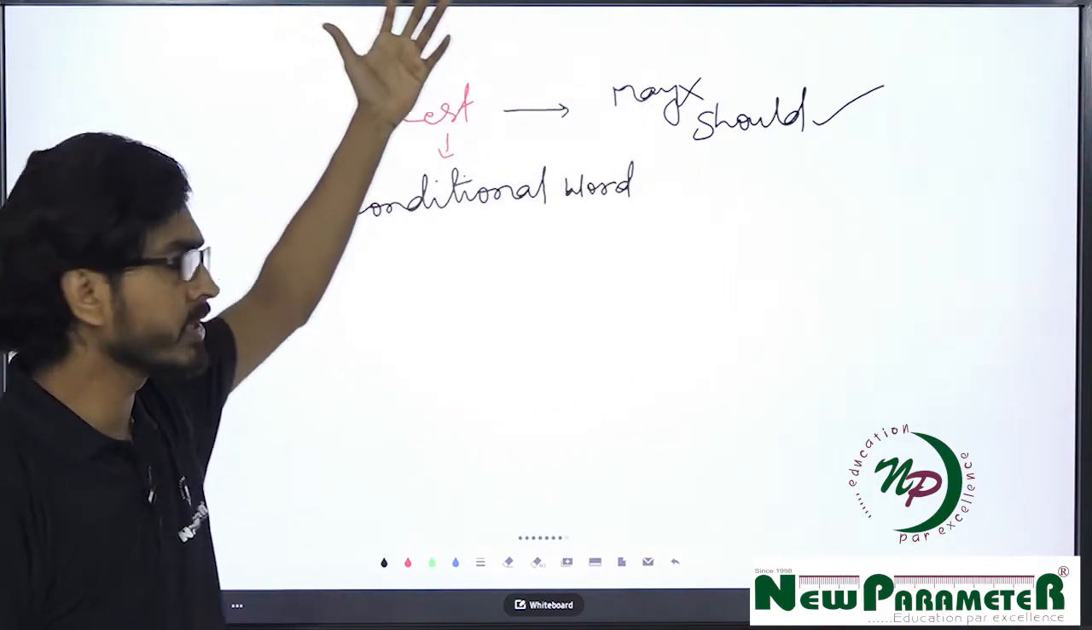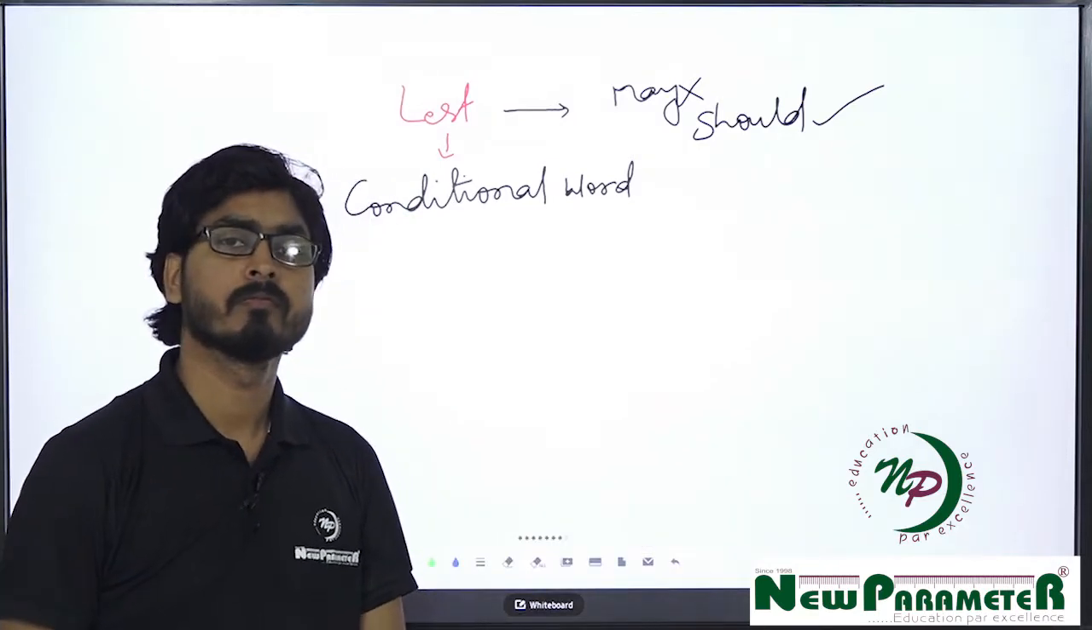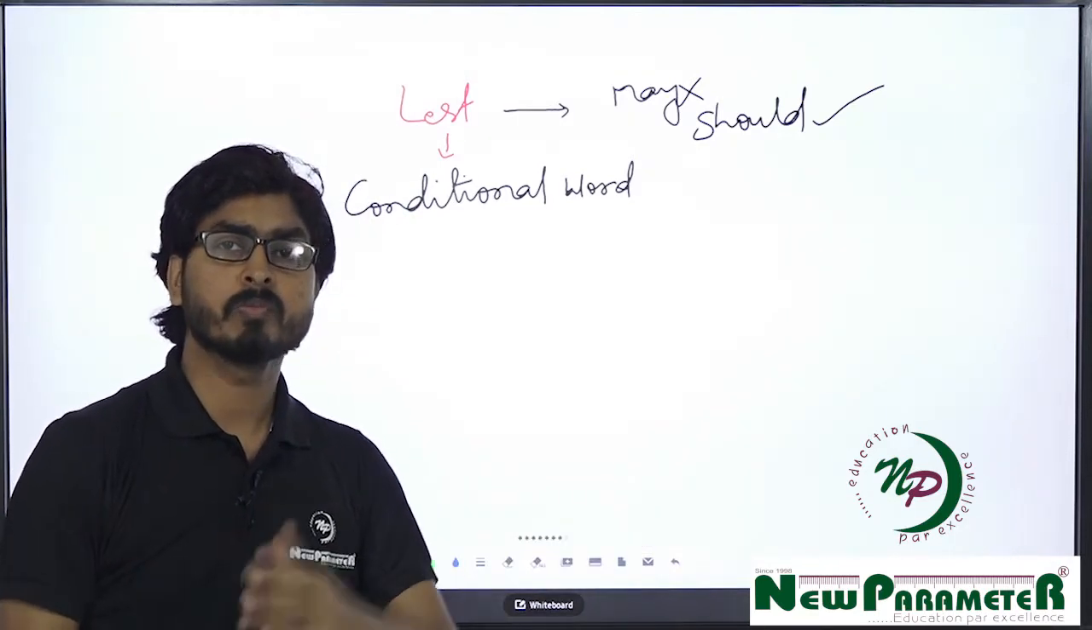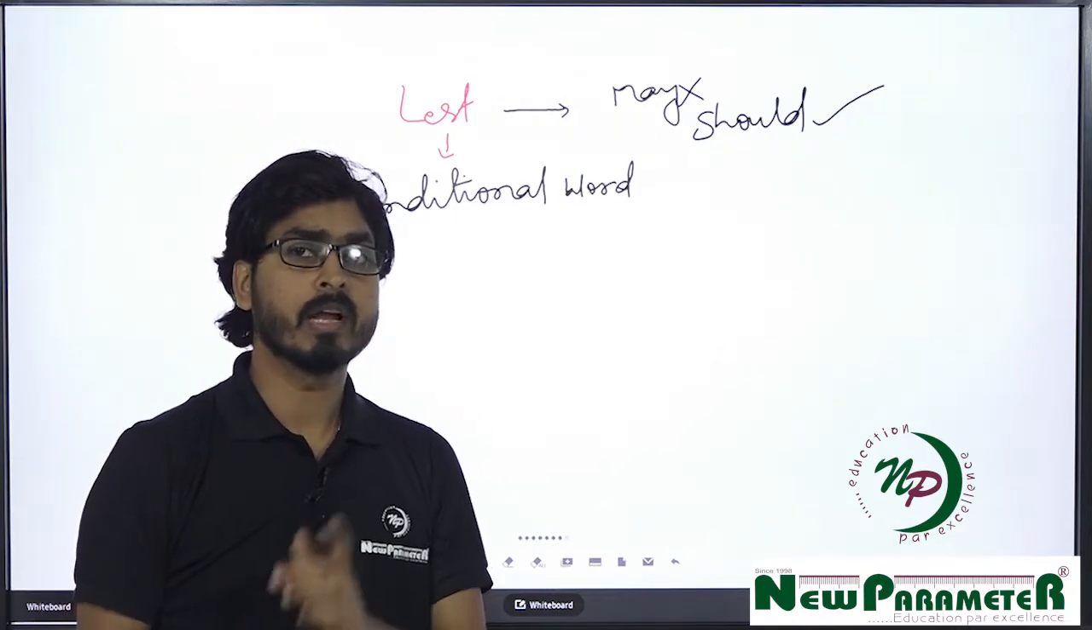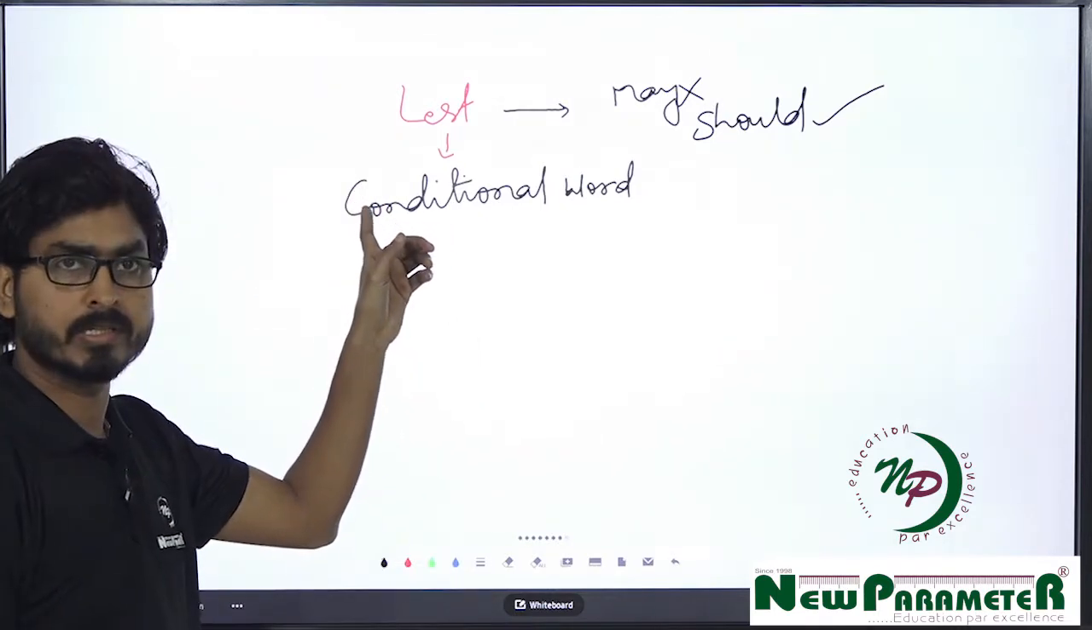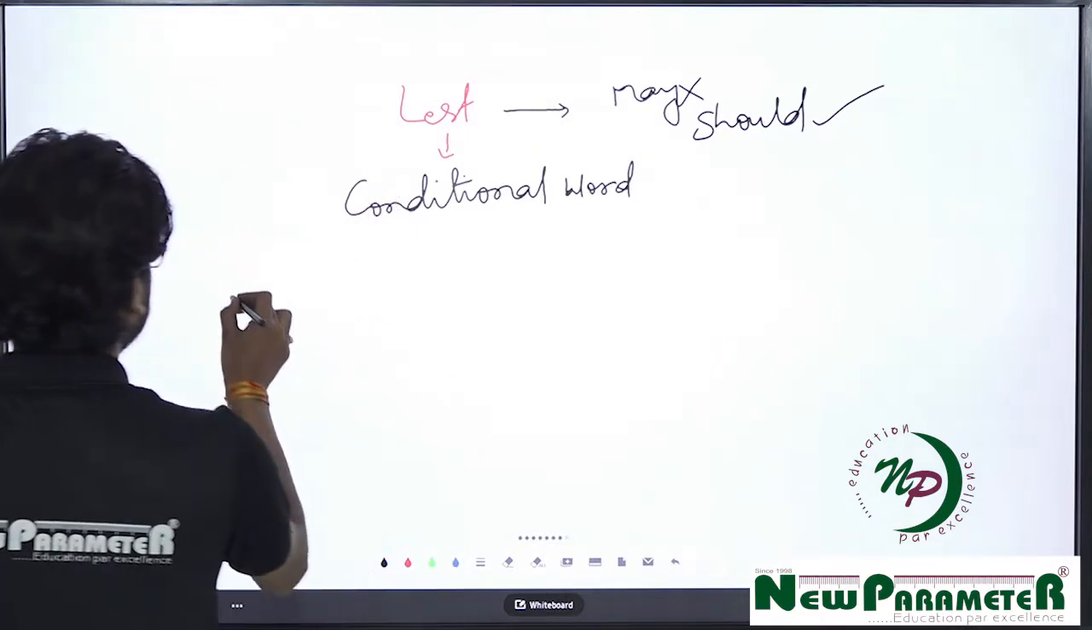And what is the meaning of lest? कहीं ऐसा ना हो जाए. Most of the time we say, कुछ पैसे लेके जाओ कहीं ऐसा ना हो कि ATM बंद हो. Means what? In that context we must use what? Lest. So I am writing an example.